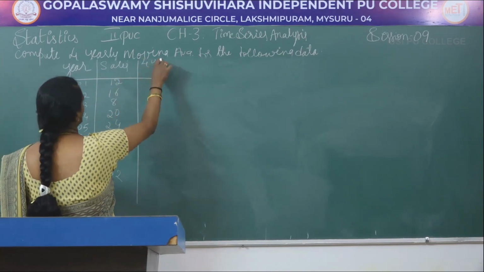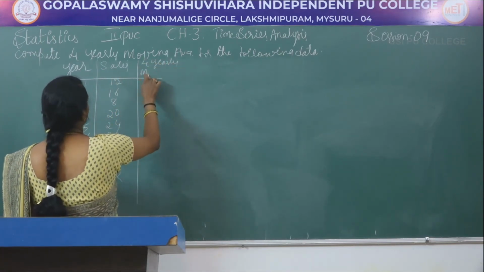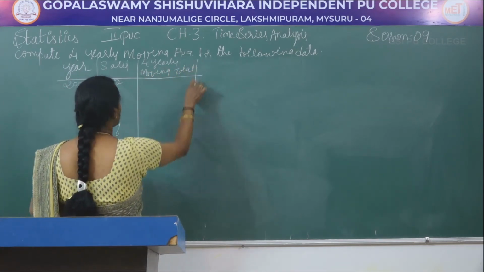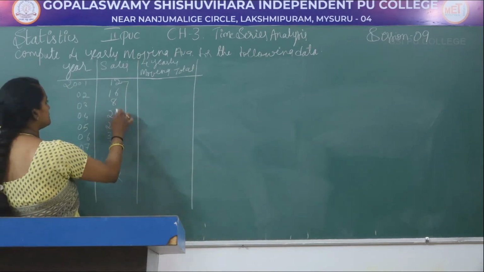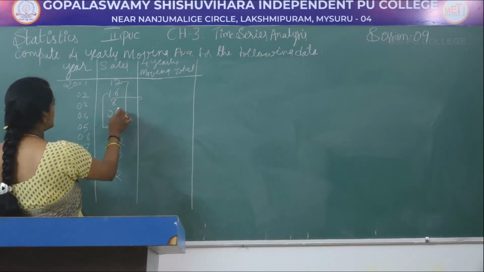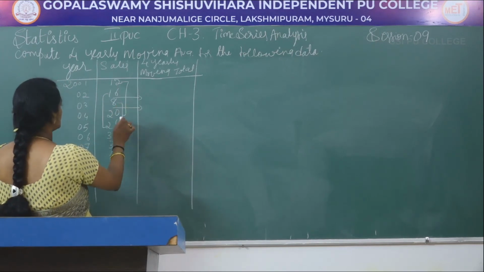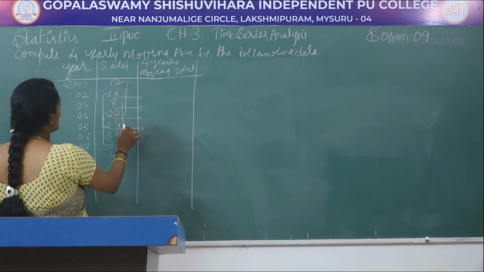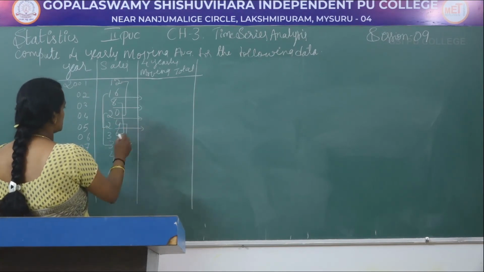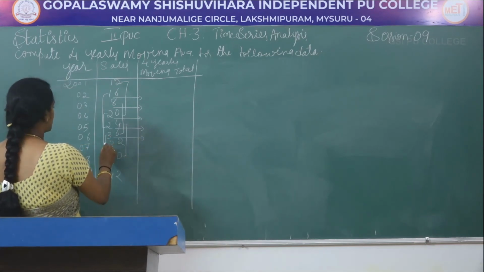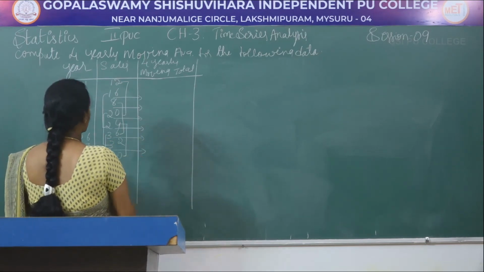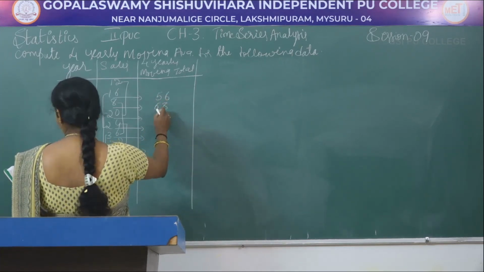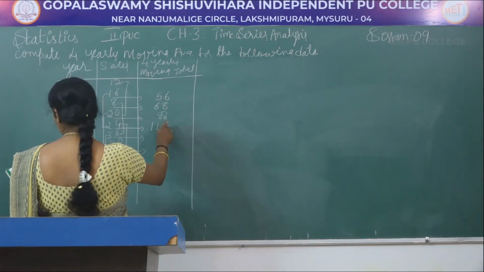First is 4-yearly moving total. That is, you should add 4 numbers and write that in the correct position. If you add in the beginning and write that in the correct position, then your next calculation will be easy. Okay, so I am adding and writing those values.